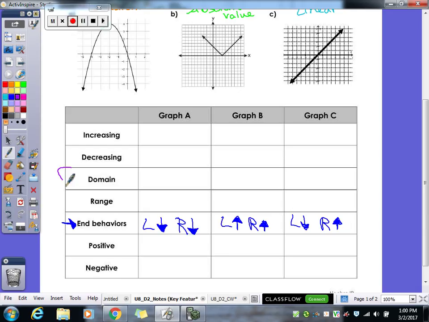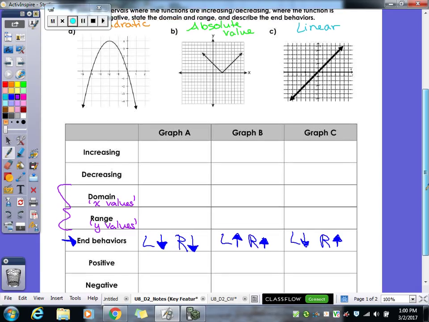So next, let's go to our domain and range. We've dealt with domain and range a little bit before this year, but we're going to go over it again. Domain are your x values. Range is your y values. So when you look at your graph, you kind of have to ask yourself, are you going to be using all of your x values, or will you be using all of your y values?